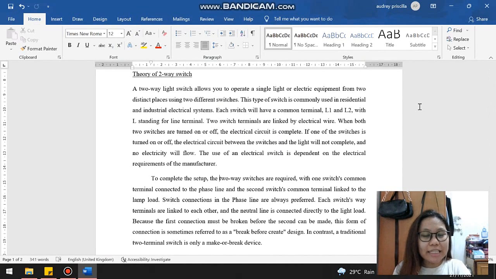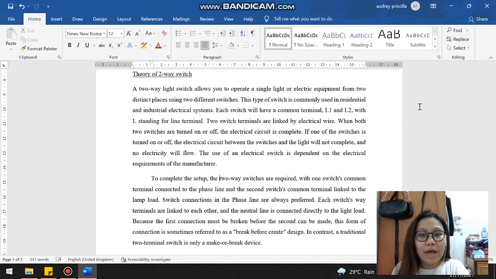I will be explaining a little bit of theory for the two-way switch, since I do not have any two-way switch at home. A two-way light switch allows you to operate a single light or electric equipment from two distinct places using two different switches. This type of switch is commonly used in residential and industrial electrical systems.